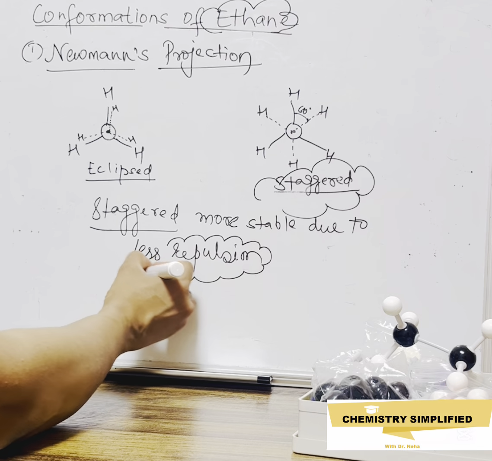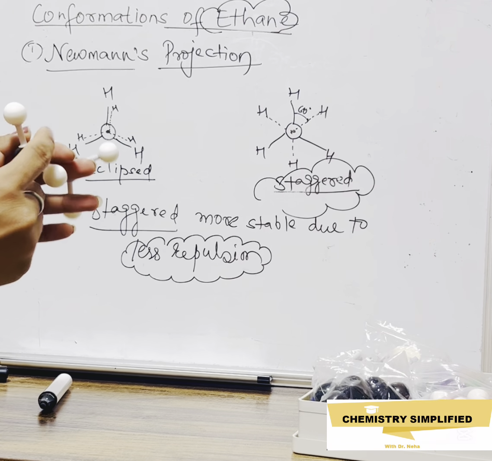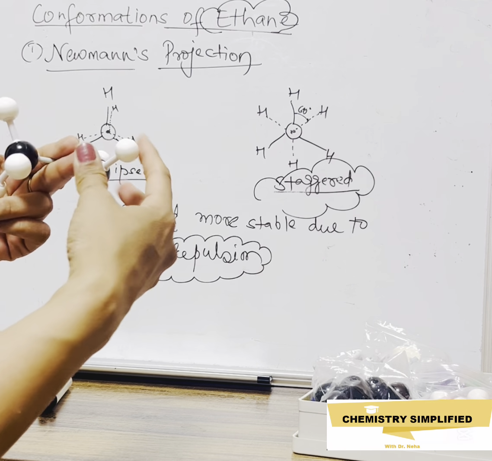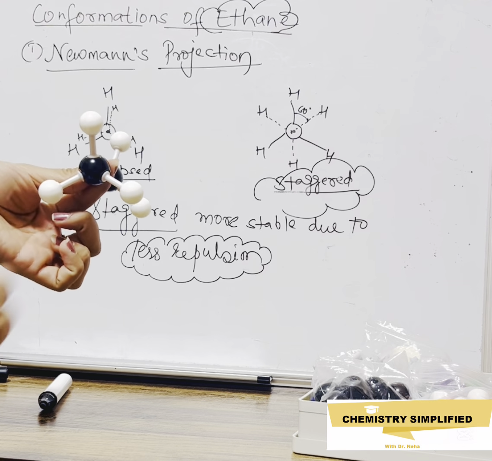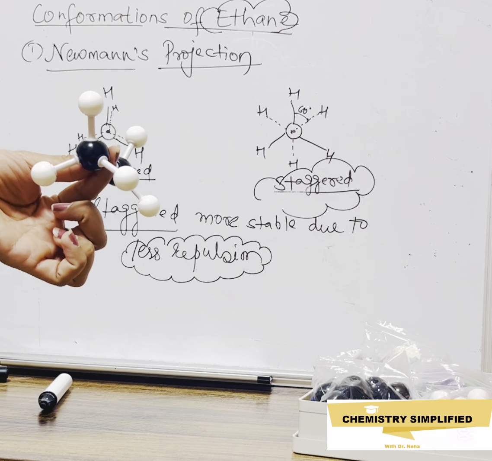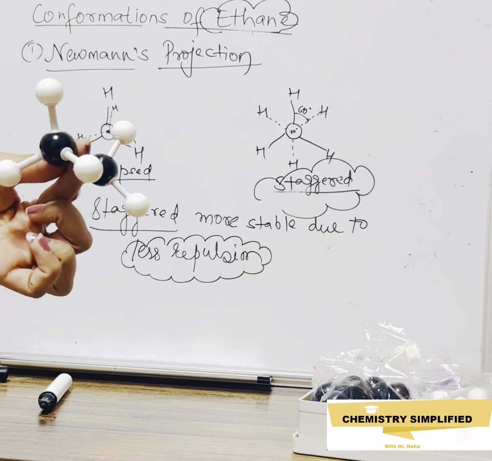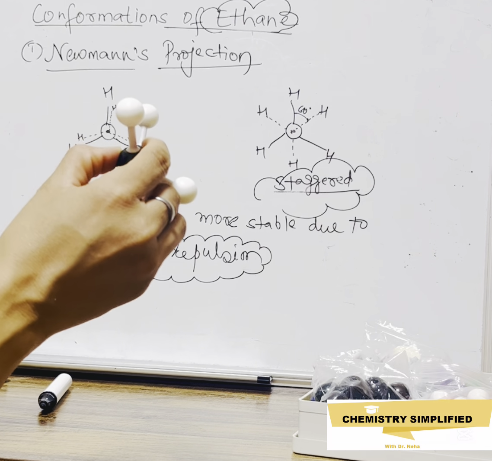Very, very important. What type of repulsion am I talking about? See here, children. If this is my staggered form, here hydrogen has positive charge. If the hydrogens are in the eclipsed form, with the same charge, we know that they repel each other. Same hydrogens, they will repel. This is your eclipsed form, where the repulsion is maximum.